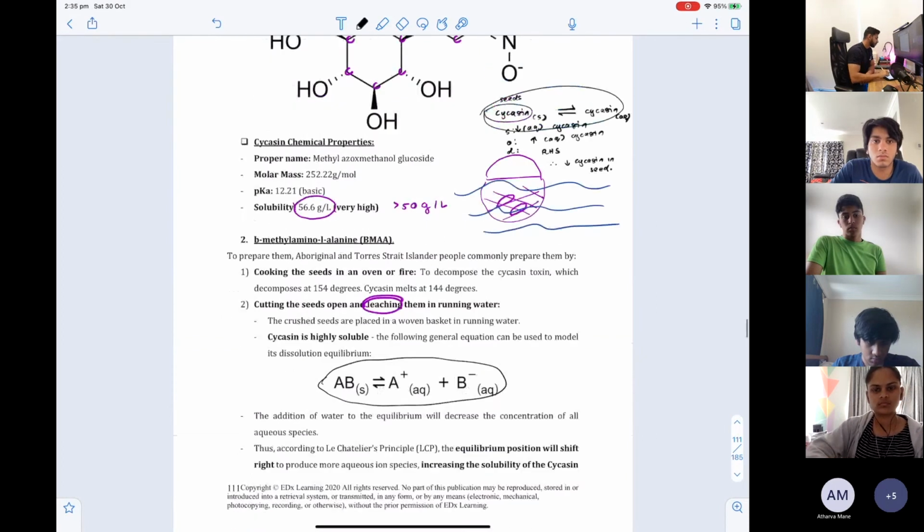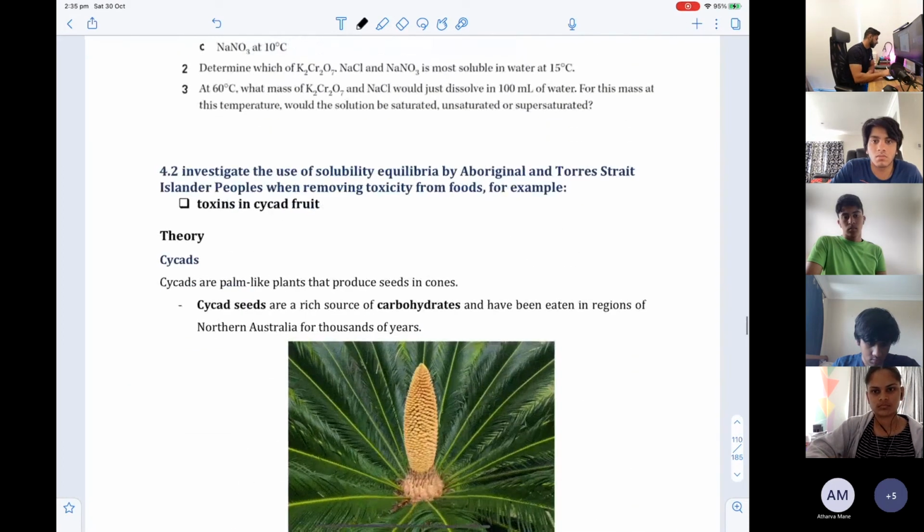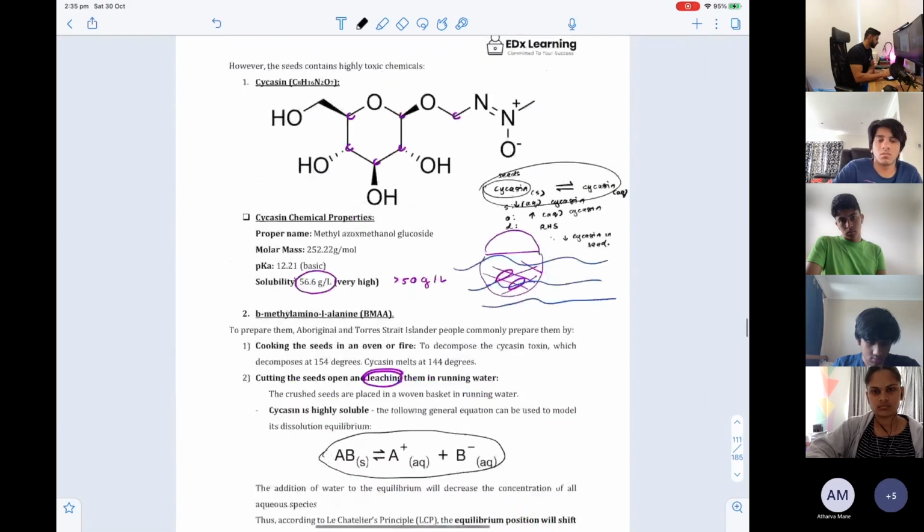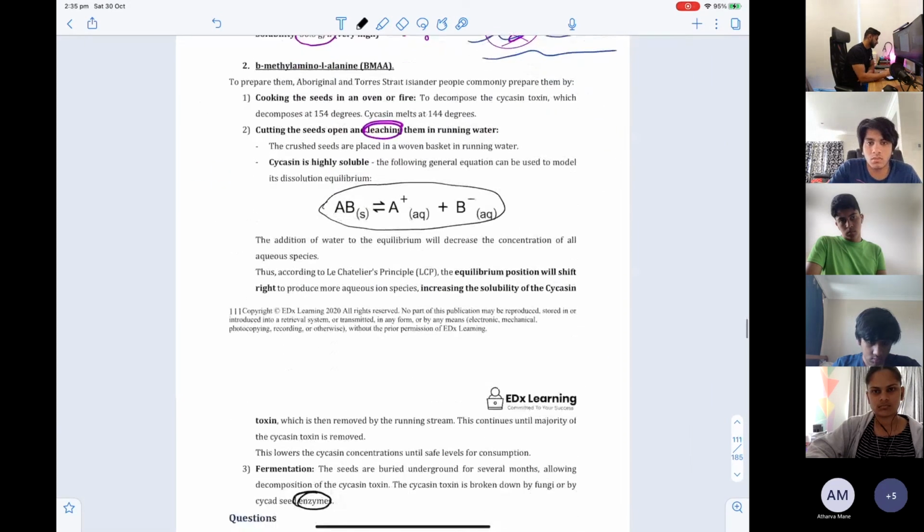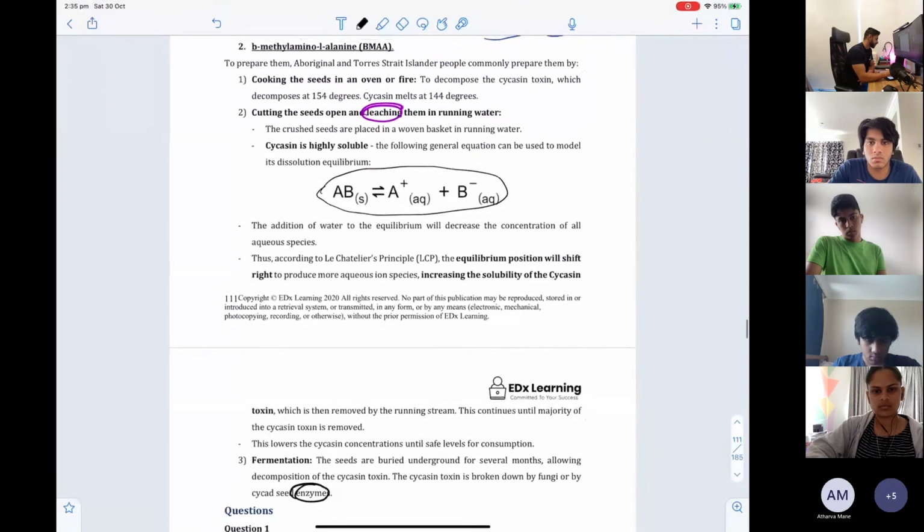Remember, you need to link this all to properties. Let's go back up here, right? Investigate the use of solubility equilibria when removing toxicity from foods. You need to reference properties. This isn't a history class, it's a chemistry class. So what do you want to mention?